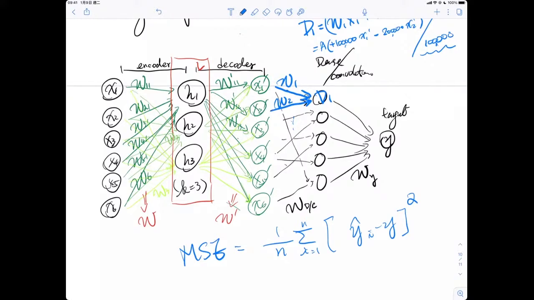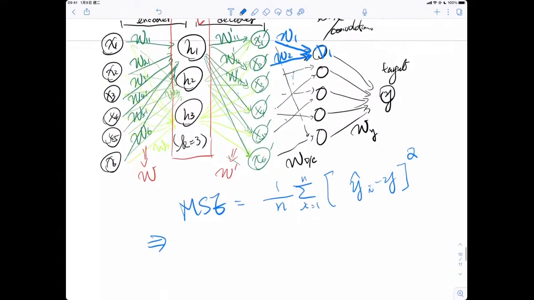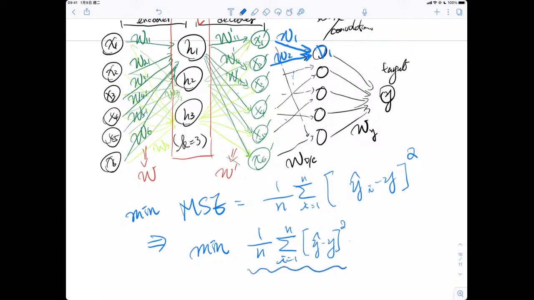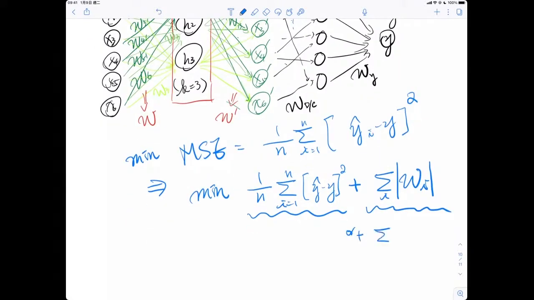So sometimes we will have another version of MSE. We say we minimize this. That is the original MSE, plus what we have to minimize? We can minimize the entire weight, the sum of the weights. There may be different versions, like we use absolute value or we use square so that we can guarantee all of them are positive numbers.